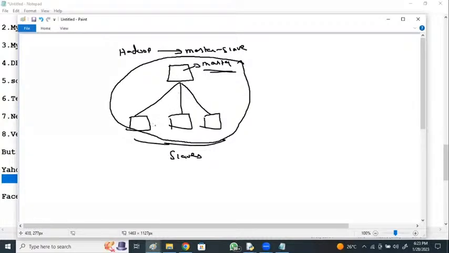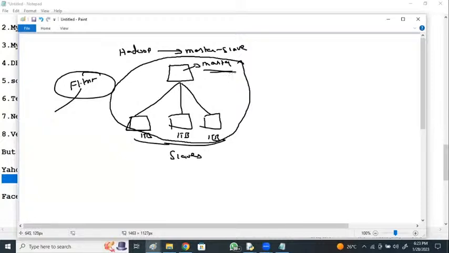One master node and multiple slave nodes. In Hadoop, data is stored in the form of files. Take the file f1.txt, and think that your systems, or the slaves, have 1 TB, 1 TB, 1 TB. Each system's storage is 1 TB. Slaves are nothing but system nodes.